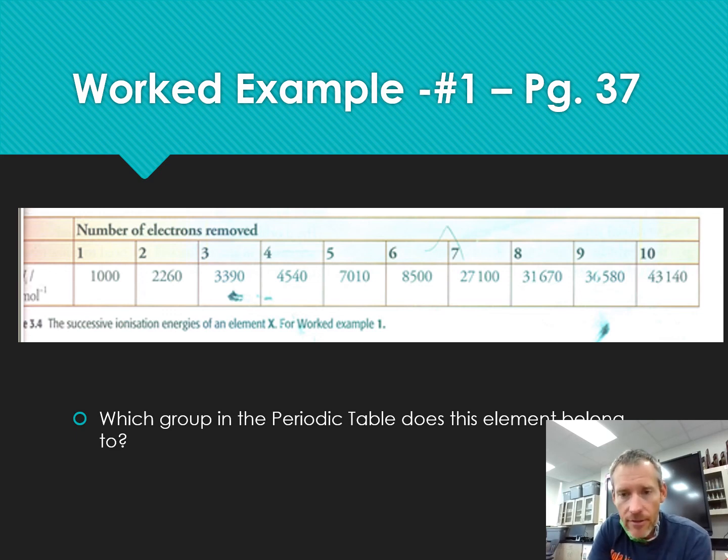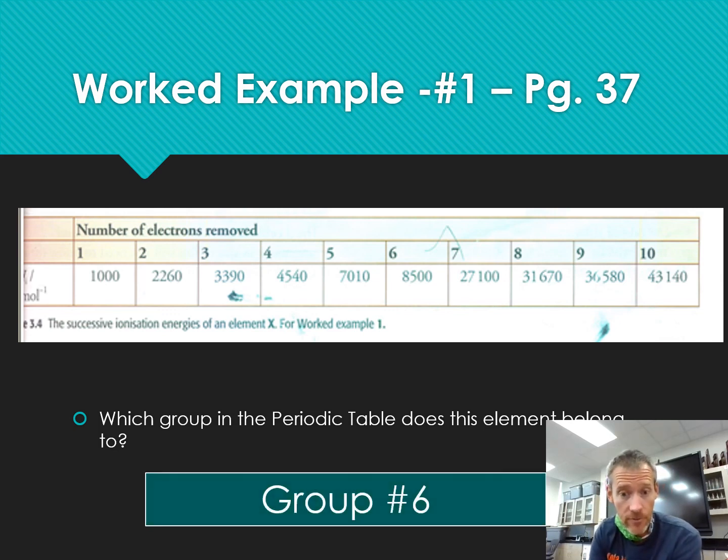Let's see if there's anything else that caught our eye. All relatively small jumps. Okay, so we can see the biggest jump is between 6 and 7. That means it took 6 electrons to remove from the last shell, so it has to be in group 6. So this could be oxygen or sulfur. It can't be oxygen because oxygen only has 8, but it could be sulfur, something in that group.